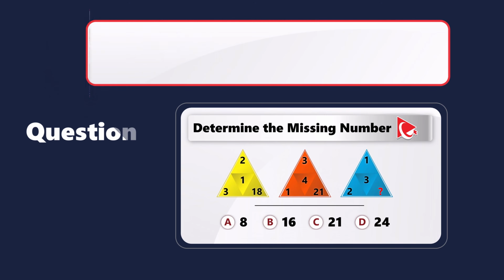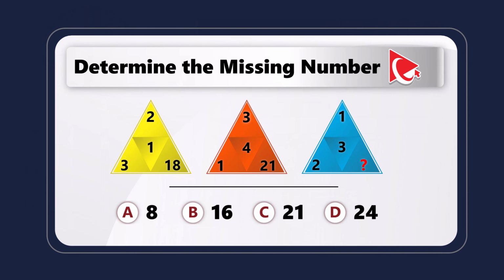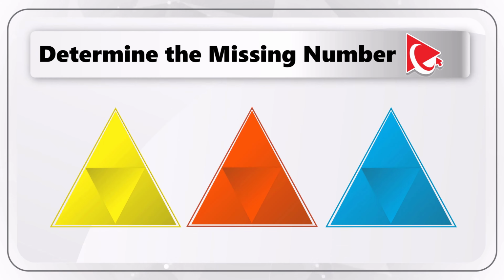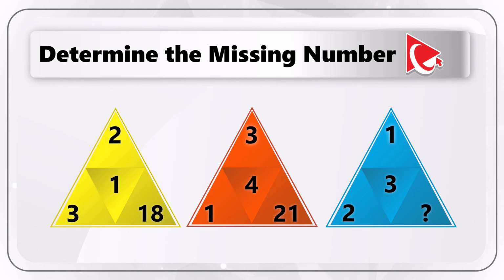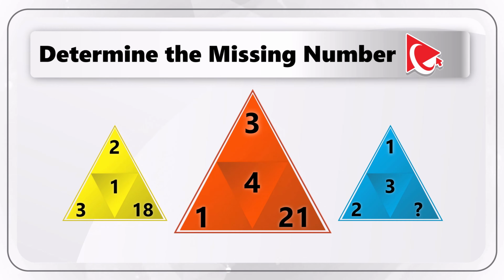What's interesting about this question is that it not only allows you to test your math skills, but also checks your pattern recognition abilities. You're presented with 3 triangles, and you need to determine the missing number. Each triangle has 4 digits inside, 3 digits by the corners, and 1 digit in the middle. The first triangle has numbers 2, 18, and 3, and the digit in the middle is 1. The second triangle has digits 3, 21, and 1, and then 4 in the middle.